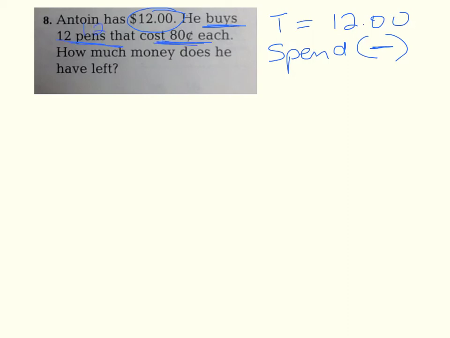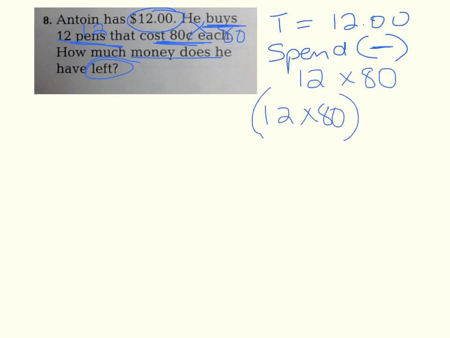So we have 12 of them, and each of them are going to be times 80. So what does that look like? What are we spending? We're spending 12 times 80 cents. Now we have to find out how much money does he have left. We're not finding how much money he spent. We're finding out how much money he has left. To do this, this is what we're going to do. We're going to take our 12, multiply it times our 80, and then we're going to subtract that from the amount that we had in the beginning.